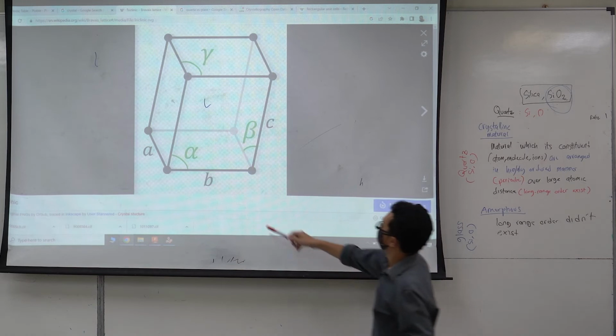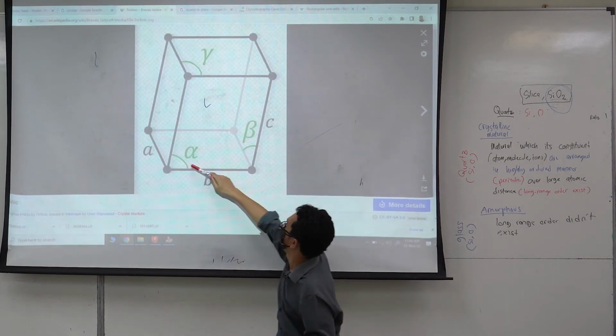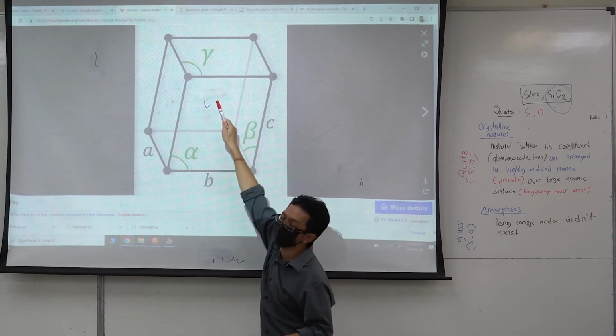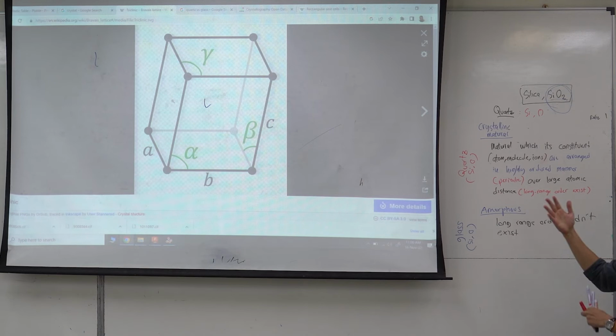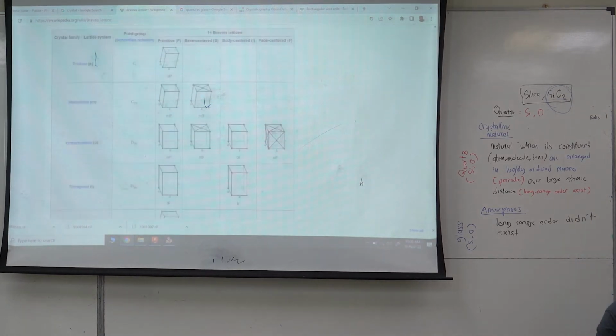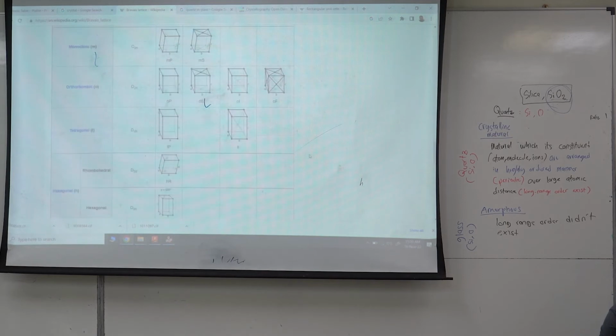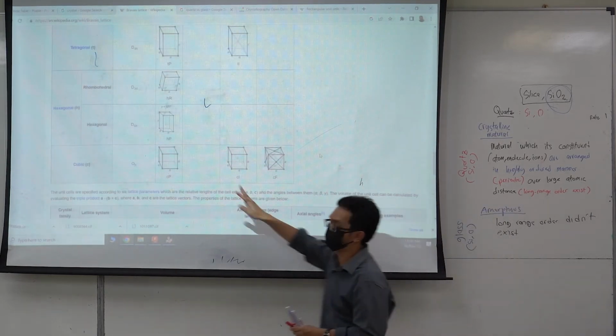So you can see A is not the same as B, B is not the same as C in terms of length. And also this angle is not the same as that. So the triclinic is the least symmetric unit cell of all 7. So that's the thing that you need to know. And the rest you can play around. The simplest is the cubic, which is what we will focus on.